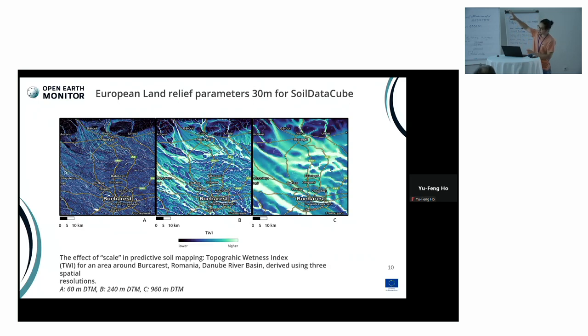For example, this one is the topographic wetness index. You can see that the different resolutions of the data provide different information at multiple scales, adding value for mapping land processes. It's not only that the finer is the best, but the coarser also adds value to land surface modeling. And this is one of the figures for soil type mapping to demonstrate the effect of scaling.